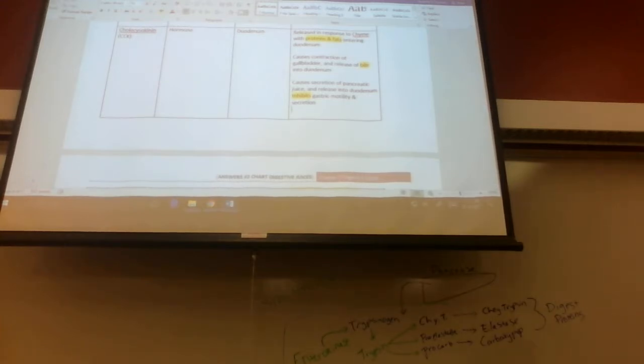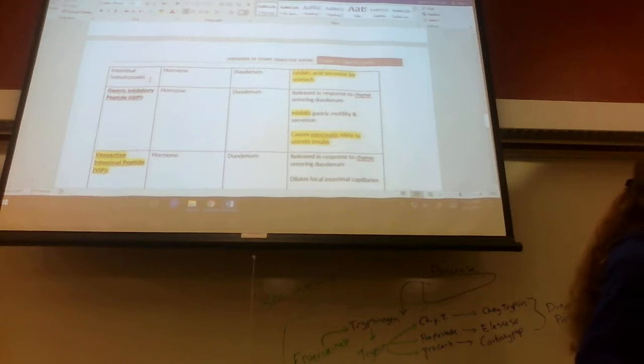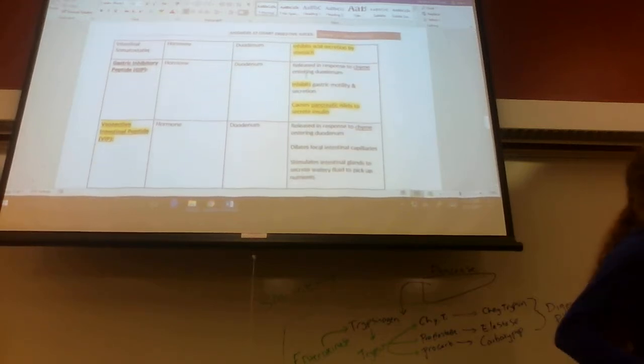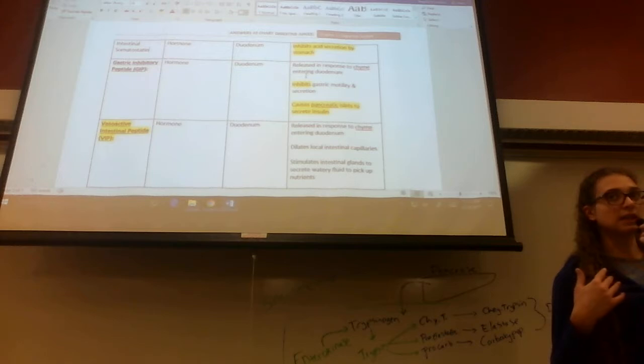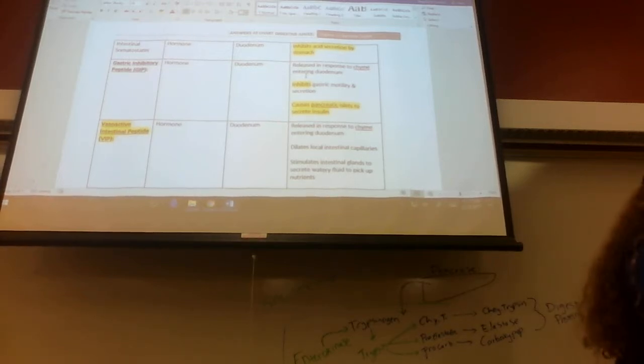So your intestinal somatostatin again inhibits acid secreted by the stomach. So you can see that there's a trend in the intestinal hormones and enzymes. They pretty much inhibit gastric secretion. Okay.